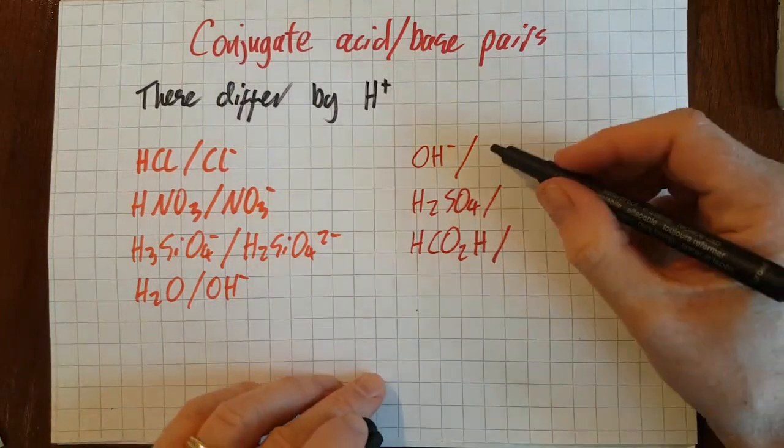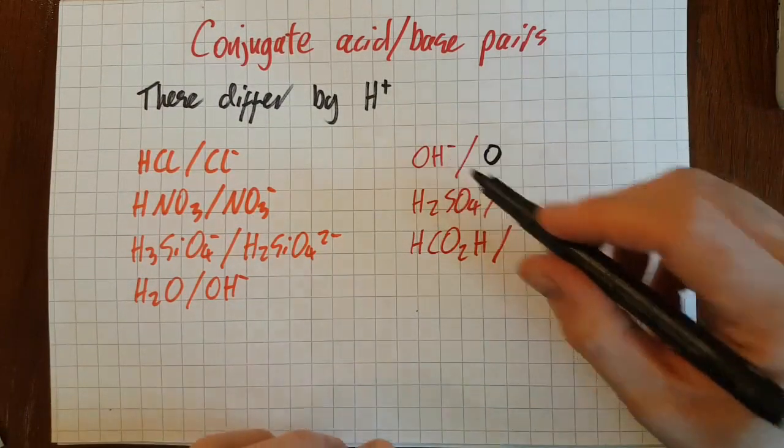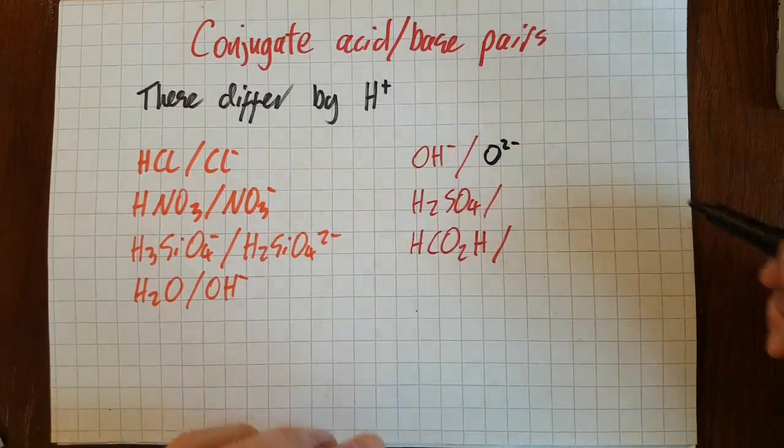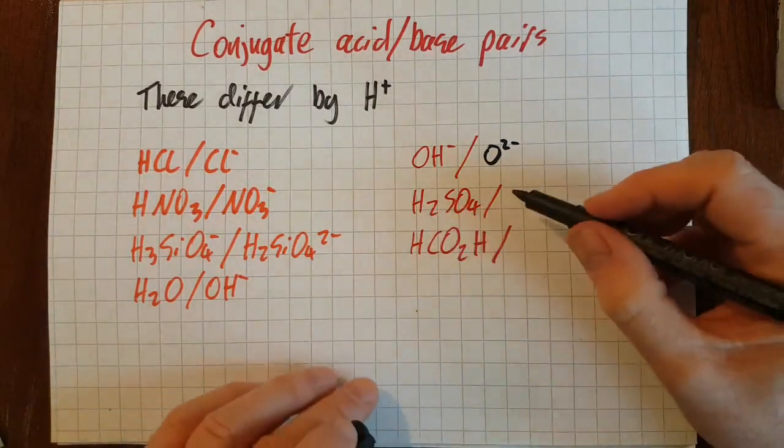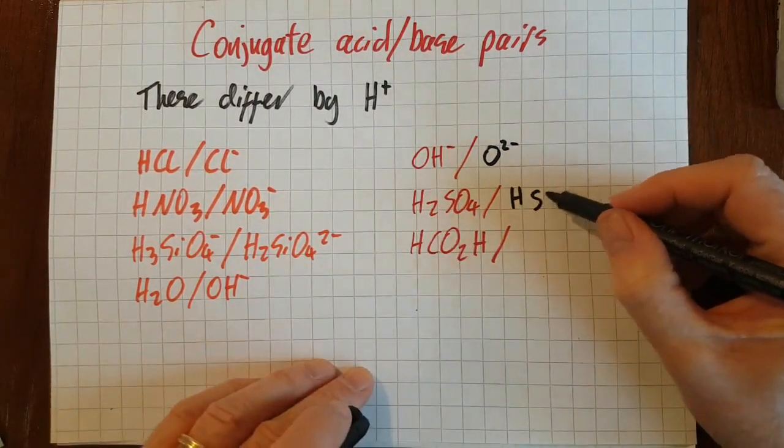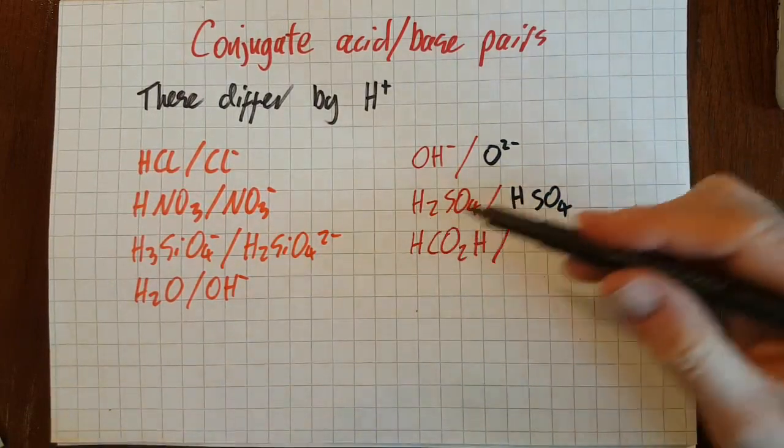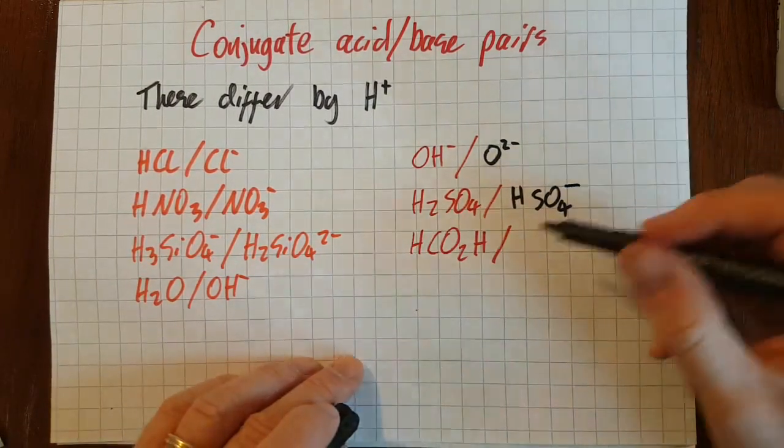Well, if I knock off an H, that gives me O, and if I knock off a plus, I'm going to end up with 2 minus. Knocking off an H here just gives me HSO4. I'm knocking off a plus, that gives me a minus.